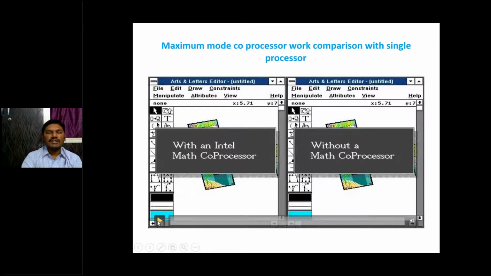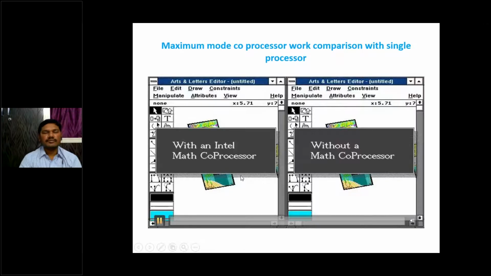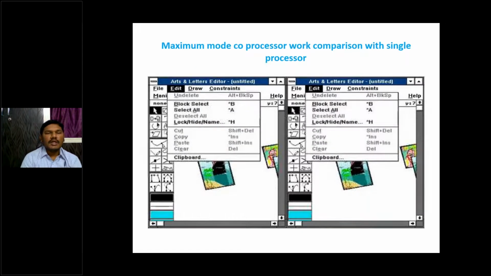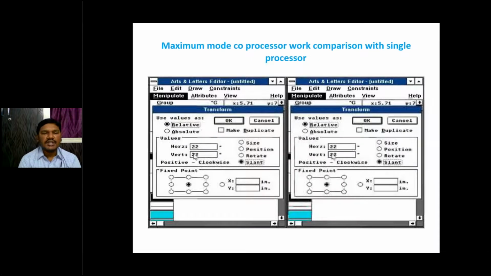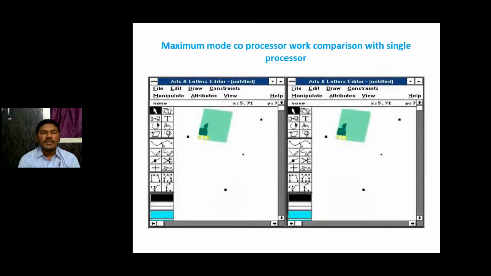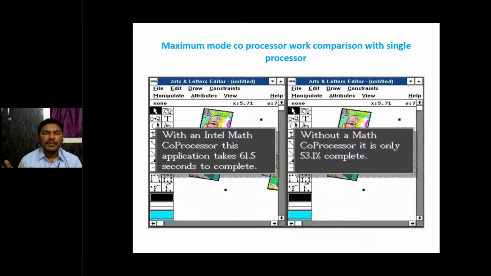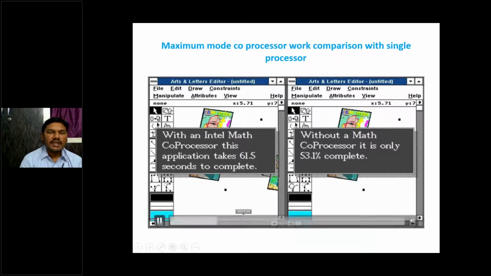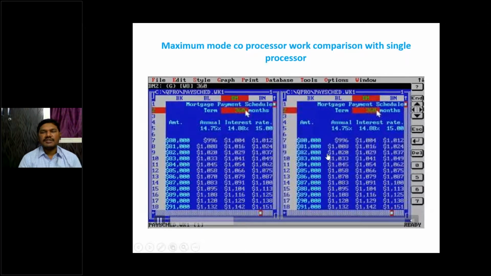So this video shows the difference between with coprocessor and without coprocessor in terms of performance. See here, they are editing one image, and how faster it is transforming with and without coprocessor. Left side is with coprocessor and right side is without coprocessor. Here you can see that at 61.5 seconds it was transformed, whereas the other was transformed only 53%.